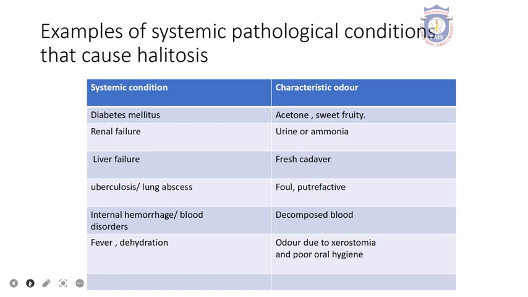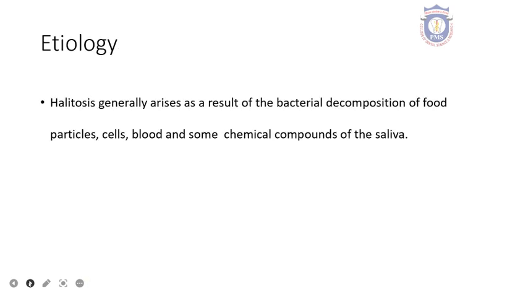In case of diabetes mellitus, the odor will be an acetone smell or sweet fruity smell. In case of renal failure, it will be a urine or ammonia smell. Liver failure gives a fresh cadaver smell; tuberculosis or lung abscess will be a foul or putrefactive smell. In case of internal hemorrhage or any blood disorders, the breath odor will be that of decomposed blood. In case of fever or dehydration, the odor will be similar to the odor due to xerostomia and poor oral hygiene. So these are some of the systemic conditions causing halitosis and their characteristic odor.